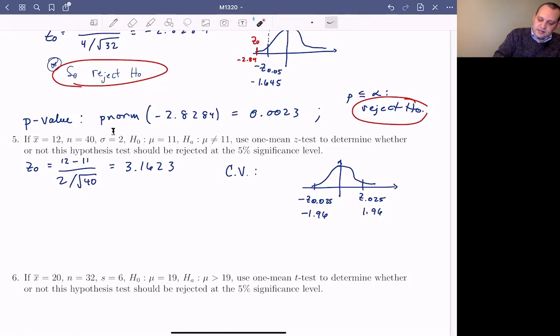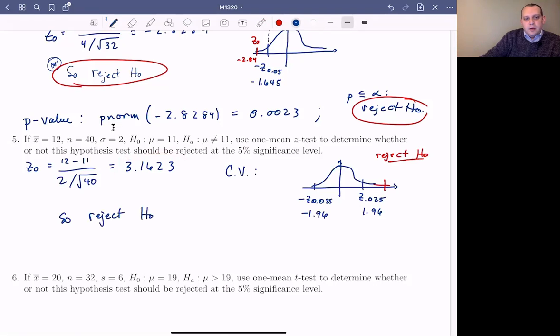Our test statistic that we computed is 3.1623. So that's somewhere over here. It's in the rejection region. So we're going to reject the null hypothesis. That's one way to do it. Again, another way to do this is with the p-value approach.